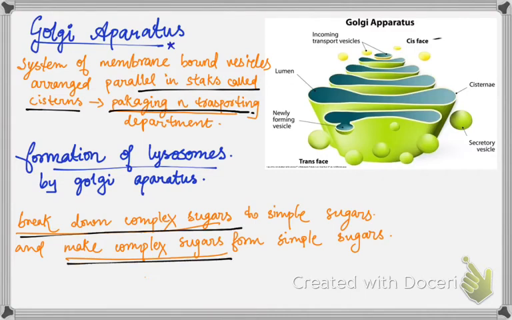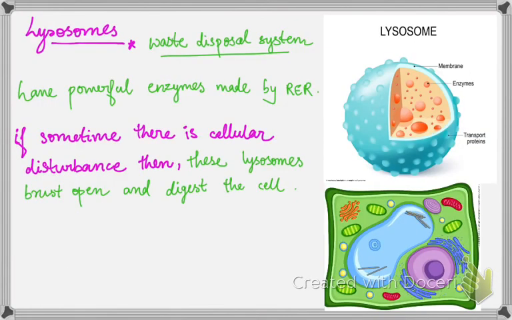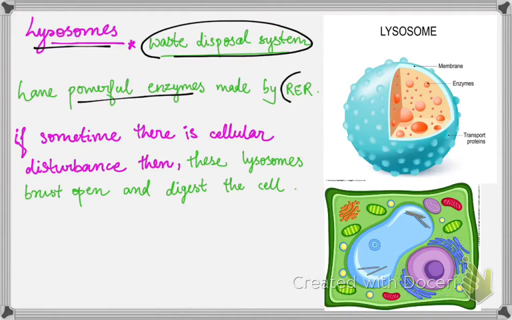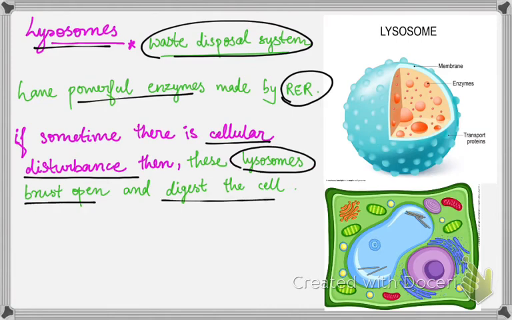Now let's learn about lysosomes. Lysosomes are the waste disposal system in the cell. They have very powerful enzymes which are made by rough endoplasmic reticulum. In some conditions, if the cell gets damaged, this may be because of cellular metabolism disturbances, and in this case, the powerful enzymes of the lysosome can digest the cell itself, because of which lysosomes are also called suicide bags of the cell.